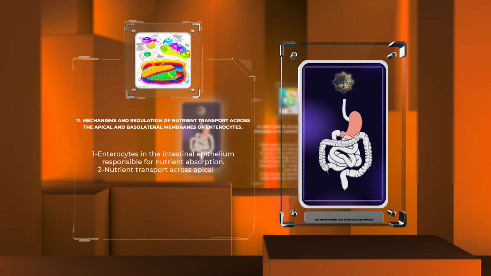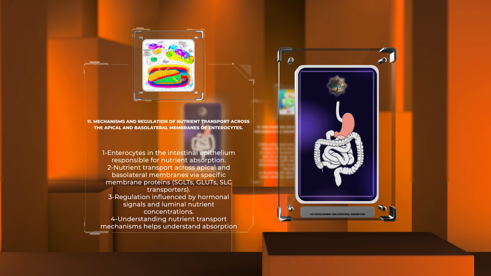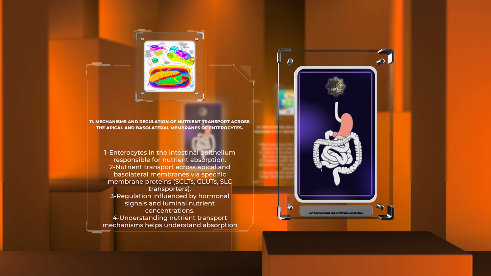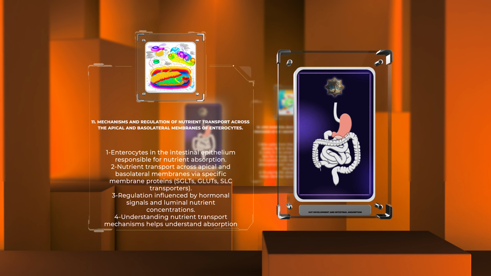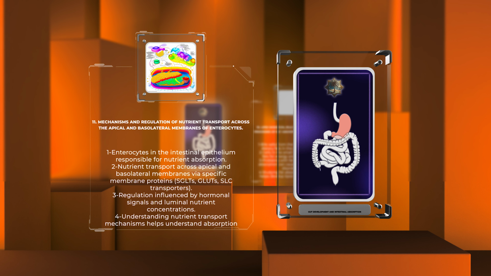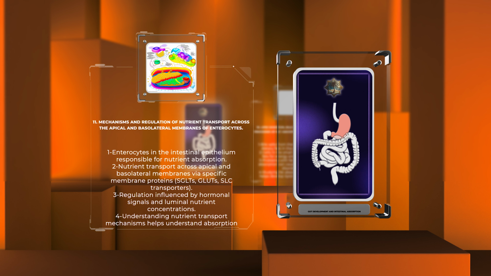Enterocytes lining the intestinal epithelium play a vital role in nutrient absorption. Nutrients such as sugars, amino acids, and electrolytes are transported across both the apical and basolateral membranes of enterocytes. These transport processes are carried out by specific membrane proteins, such as SGLTs and GLUTs for sugars, and SLC transporters for amino acids. The regulation of nutrient transport is influenced by various factors, including hormonal signals and luminal nutrient concentrations. Understanding the intricate mechanisms and regulatory cues involved in nutrient transport provides insights into nutrient absorption disorders and facilitates the development of therapeutic strategies.